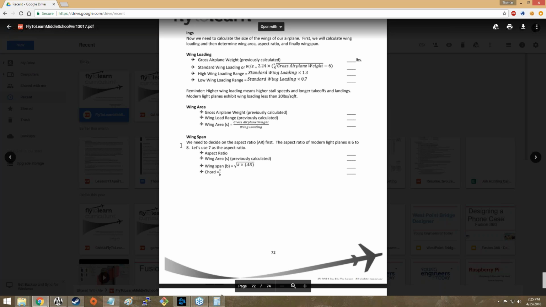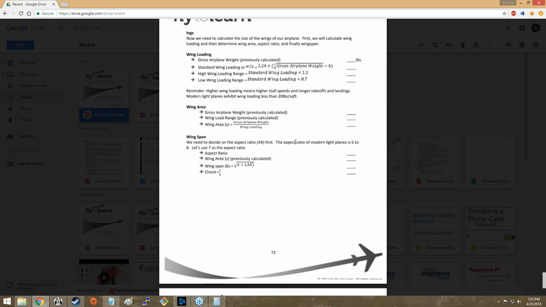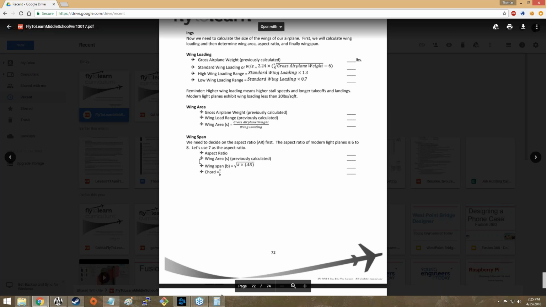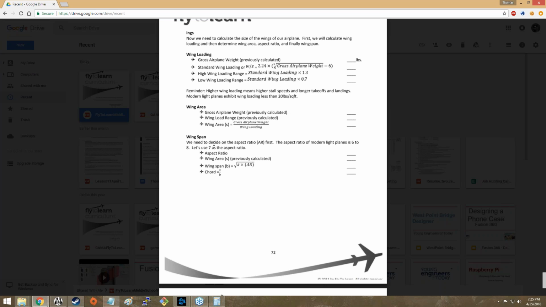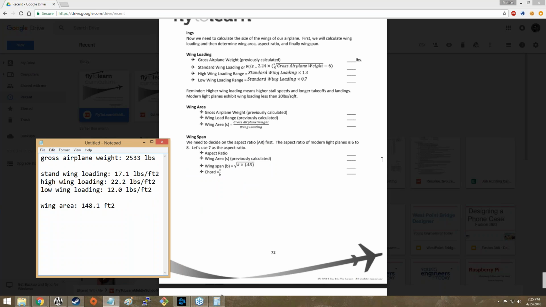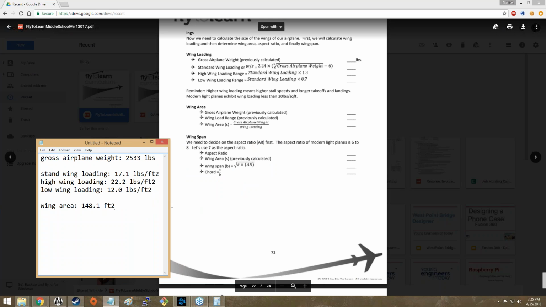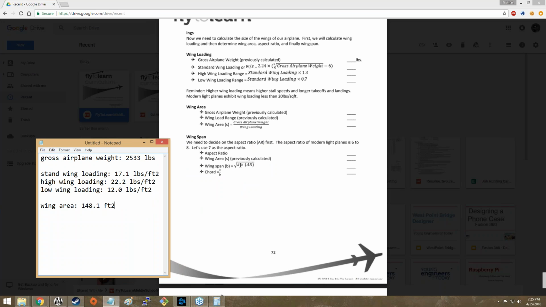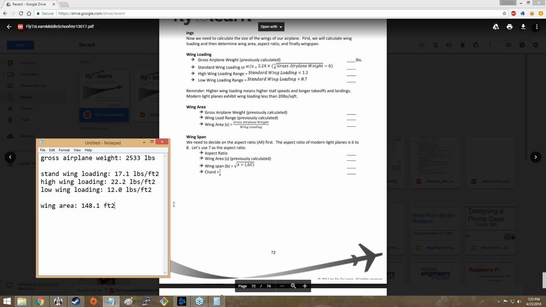Anyway, wingspan. So we need to decide on the aspect ratio first. The aspect ratio of modern light planes is 6 to 8. So we're going to split the difference and use 7 as the aspect ratio. Remember, the aspect ratio is the ratio of the width of the wing to the length of the wing. So the aspect ratio is 7. The wing area is going to be 148.1. The wingspan, in this case, is going to be the wing area times the aspect ratio, and then take the square root of it.